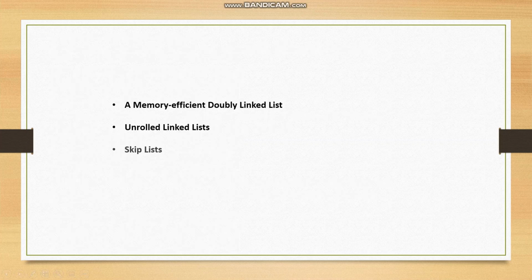Okay, so in this video we talked about singly linked list, doubly linked list, and circular linked list, and some basic operations like insertion and deletion at the ending, at the beginning, and at the intermediate level in the linked list. Now we are left with three linked lists: memory efficient doubly linked list, unrolled linked list, and skip lists.